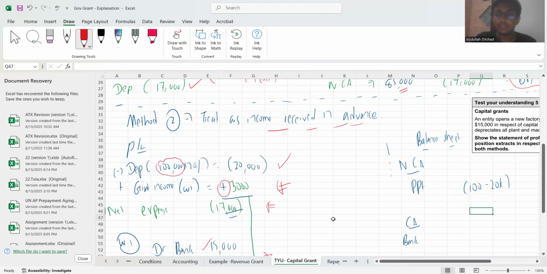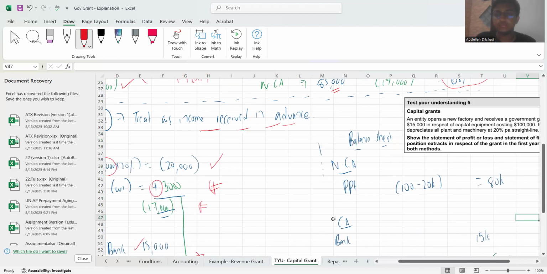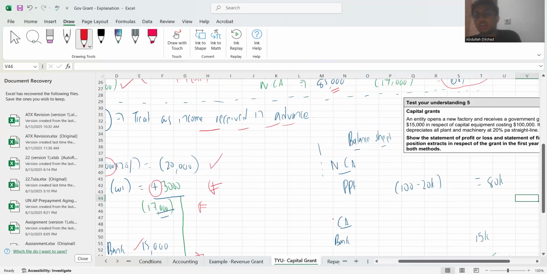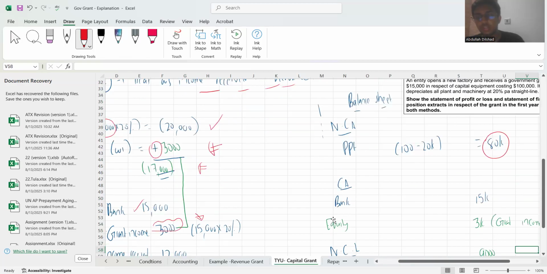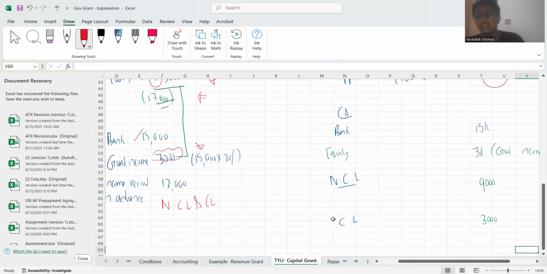Okay. How will you present it in a balance sheet? This time your carrying value will be 80,000, which is 100,000 minus 20,000 depreciation. Yes, you look at this part.